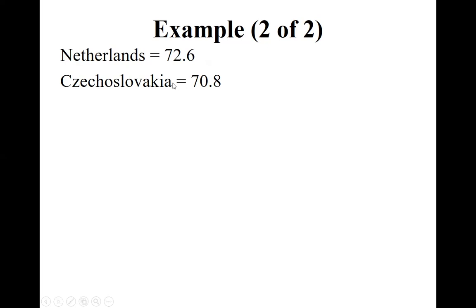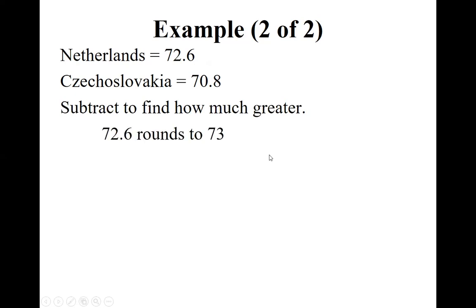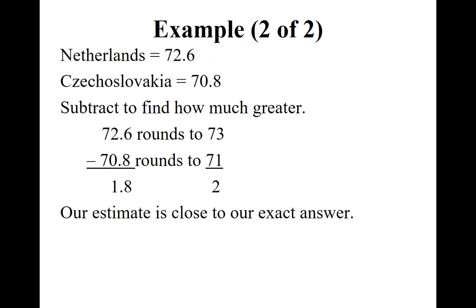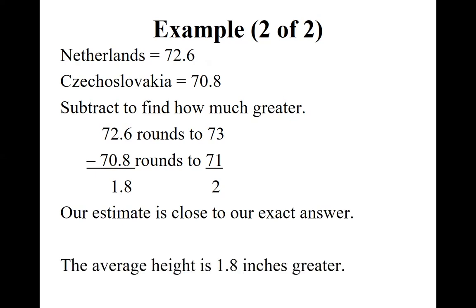To find how much greater the one is than the other, we would subtract the two. So 72.6 rounds to 73. 70.8 rounds to 71. That's an estimate of 2. We get 1.8. So we have a reasonable answer. The average height is 1.8 inches greater. And that's it for this topic.